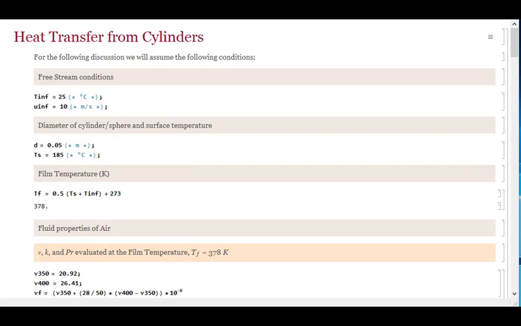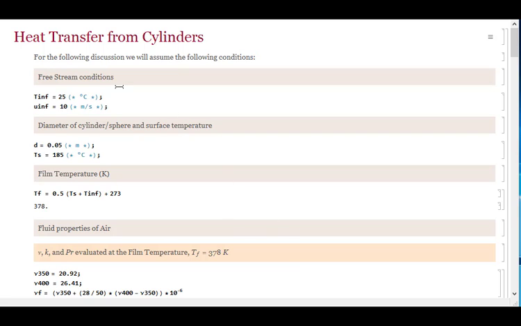So what we'd like to look at here are the correlations for the Nusselt number and the resulting calculations for the rate of heat transfer from cylinders in a cross flow. So for this discussion, let's assume the following conditions.